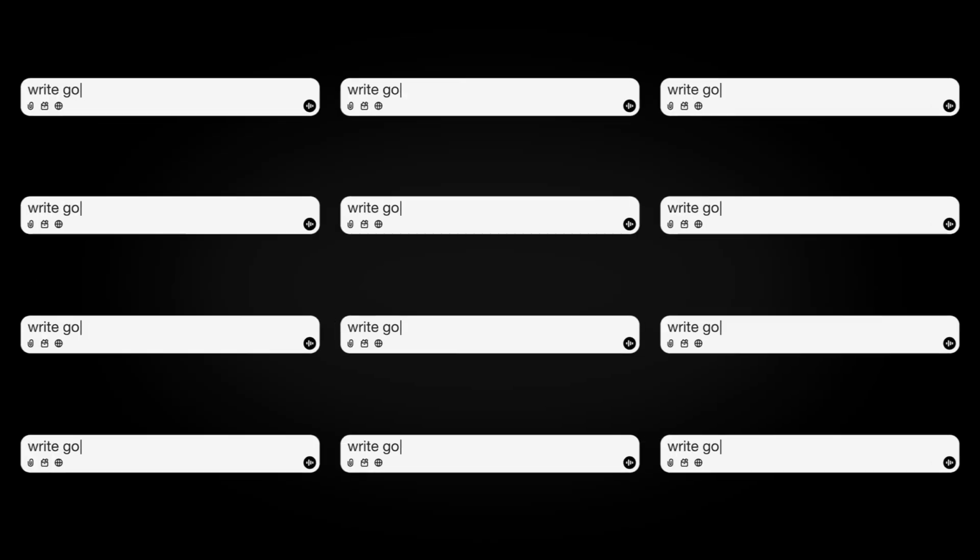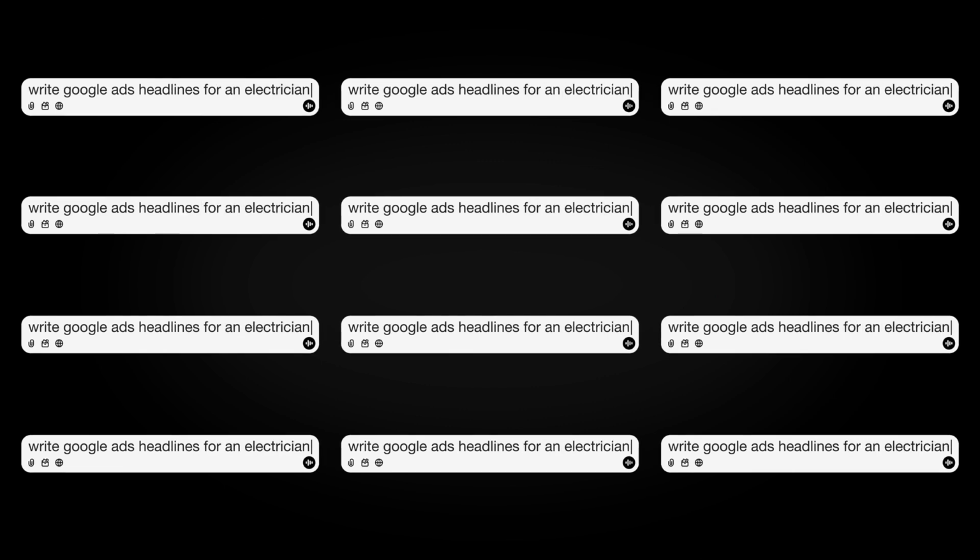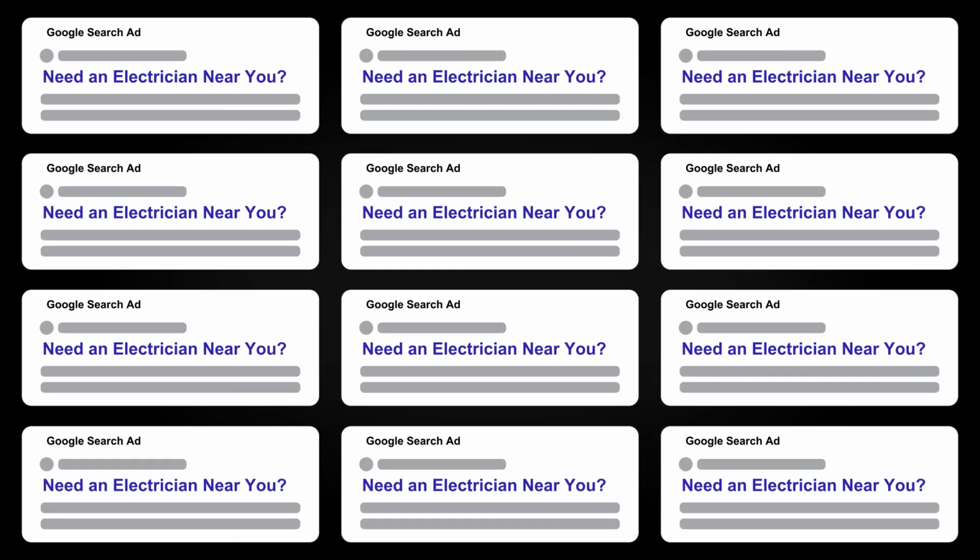Now, if everyone is using AI to write their headlines and they're all using the same prompts, they're all going in and say, write Google Ads headlines for an electrician, for example, well, they're all going to look the same. You see that with a lot of Google's suggested headlines as well, that they're going to be very similar to a lot of competitors. And that's not to say that they won't work, but the best results normally come from some form of differentiation, some way of making you stand out.